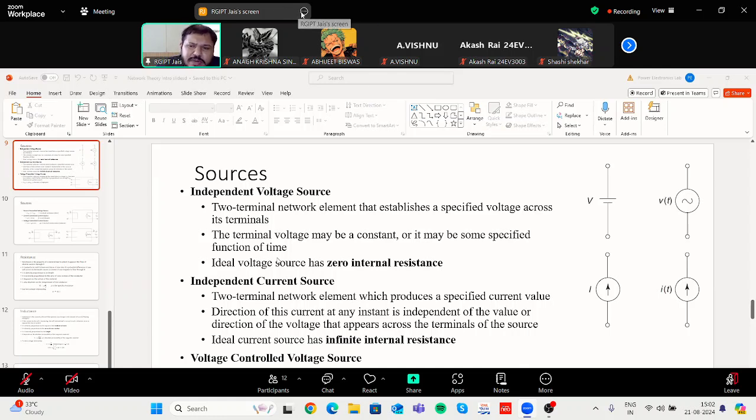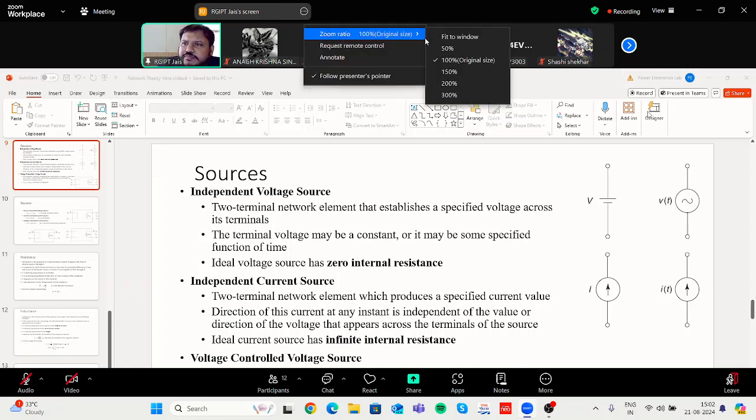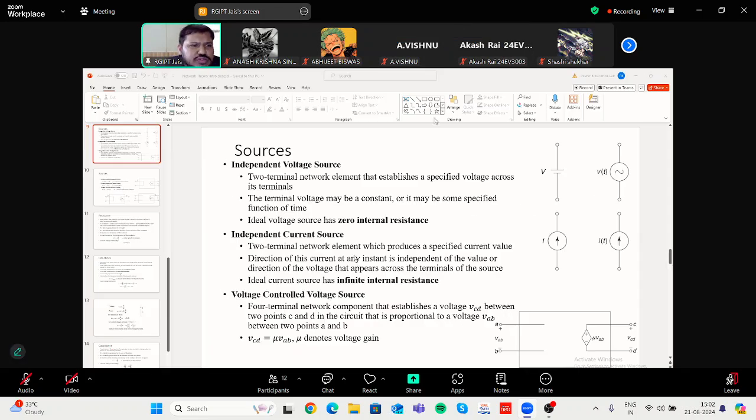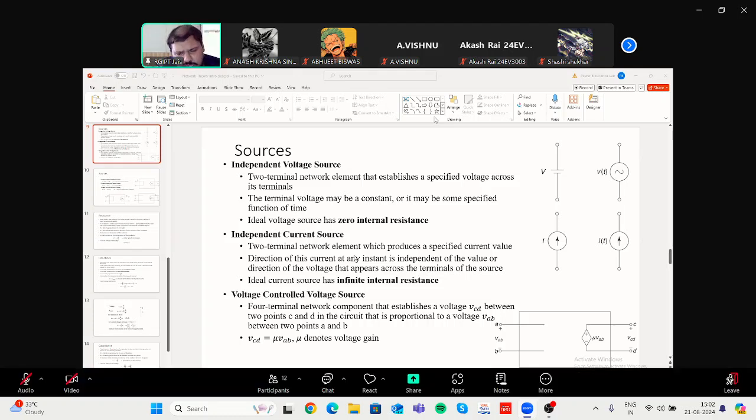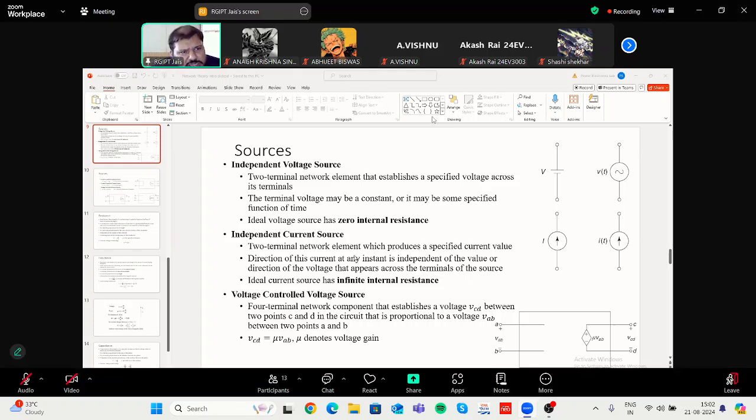Now for dependent sources, we saw four kinds, the four possible combinations. For dependent sources, two things are required. First, what kind of source it is: same as current or voltage. Be it dependent, it should be either a voltage source or a current source. So that is the first thing.